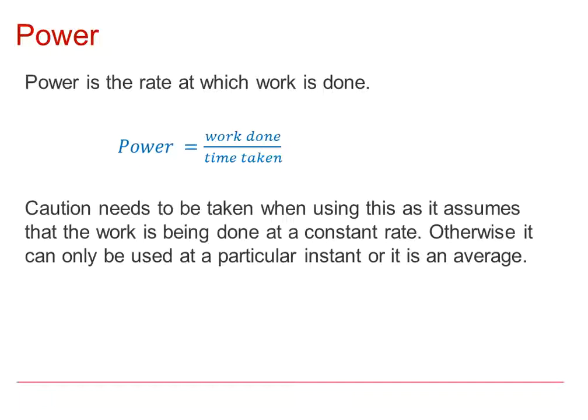So if power is the rate at which work is done, then power equals work done by the driving force or the engine divided by the time taken. Caution needs to be taken when using this, as it assumes that the work is being done at a constant rate. Otherwise, it can only be used at a particular instant, or we talk about average power. So you may get questions that ask you to calculate the average power, since it may not be clear whether the work is done at a constant rate.